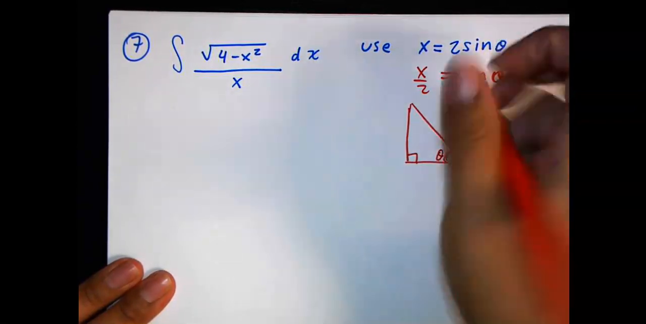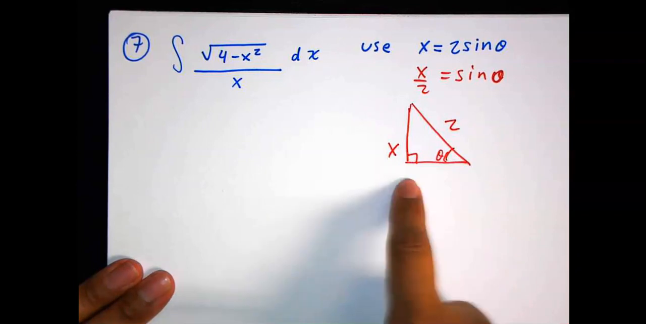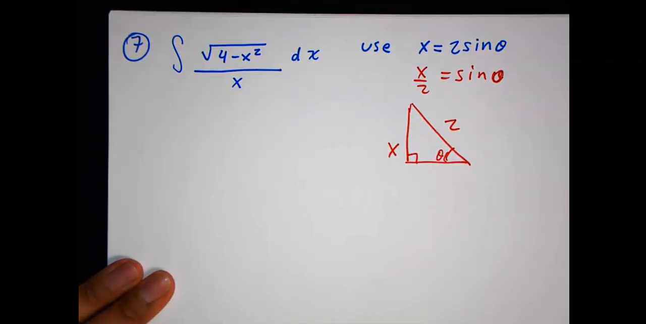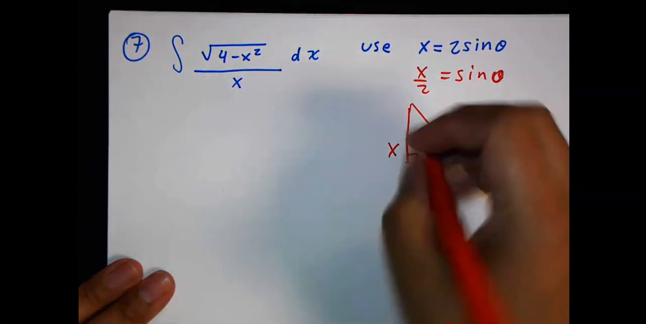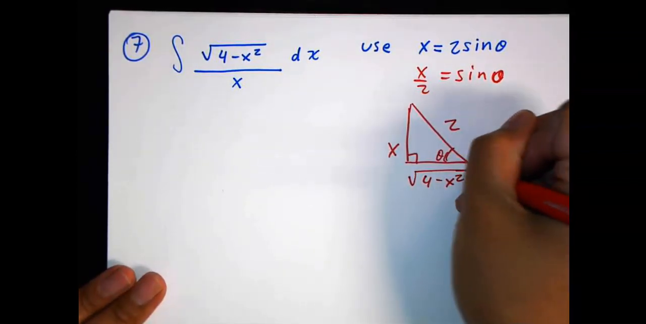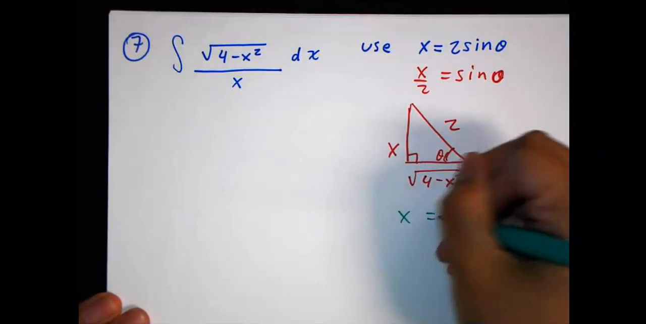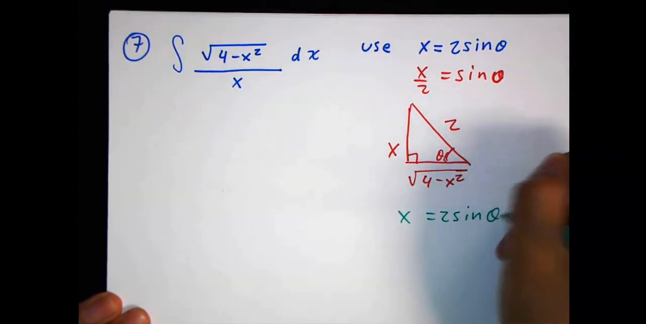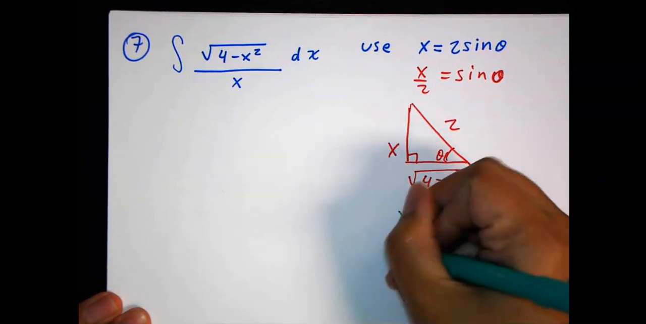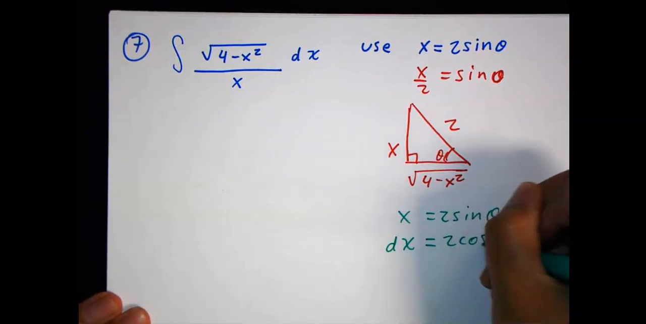Sine is opposite over hypotenuse. So I need to find this side using a squared plus b squared equals c squared. So then this side is going to be the square root of 4 minus x squared. Given that x is equal to 2 sine theta, we also need to find the derivative, which will be dx equals the derivative of sine, which is cosine. So it'll be 2 cosine theta d theta.